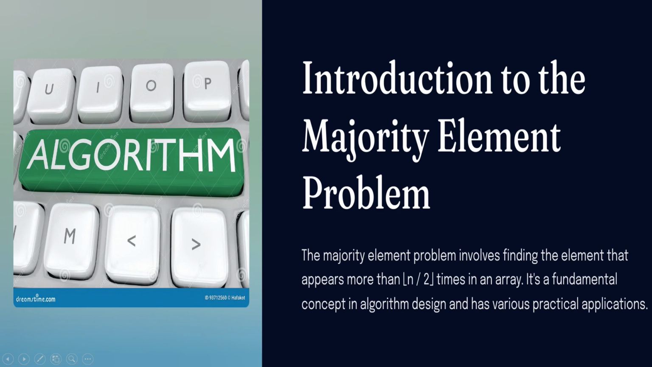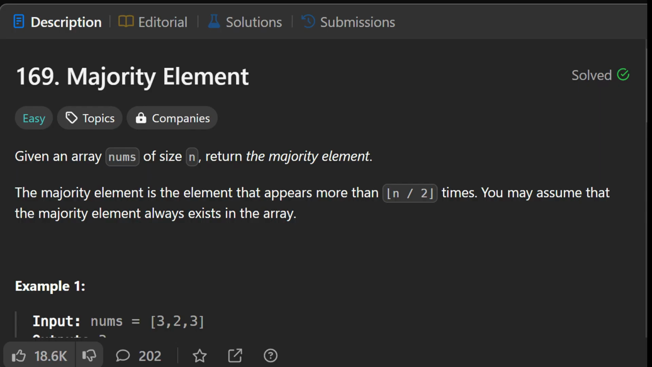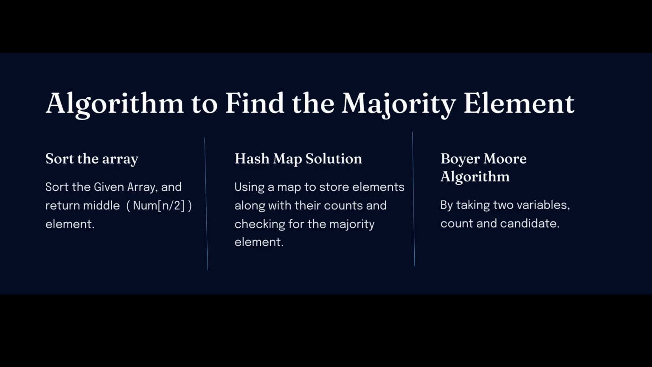First, read the question. So our question says we are given an array nums of size n, and we have to return the majority element. And the majority element is the element that appears more than n/2 times. You may assume that the majority element always exists in the array. So we have to write a function to find an element in the array that is coming at least half the times. There are 3 approaches for solving this question.